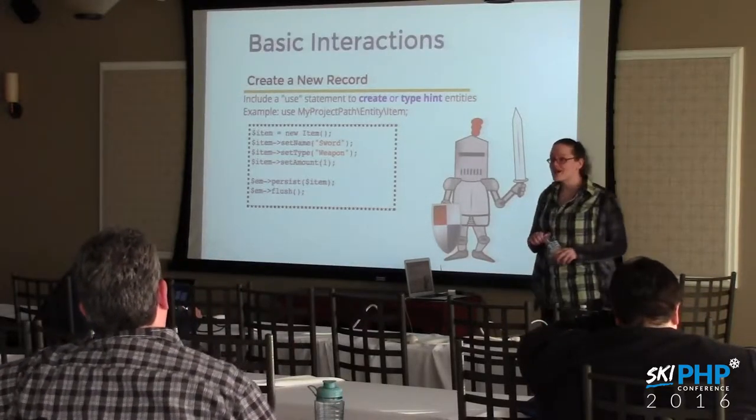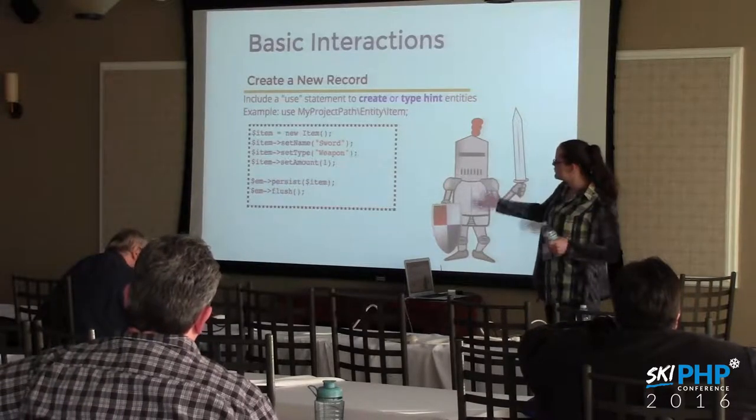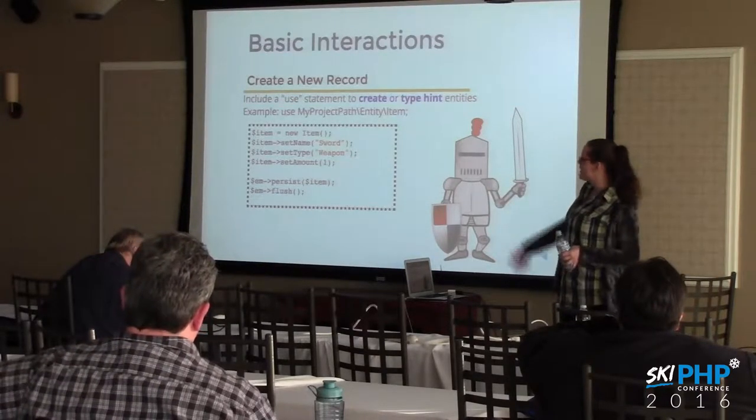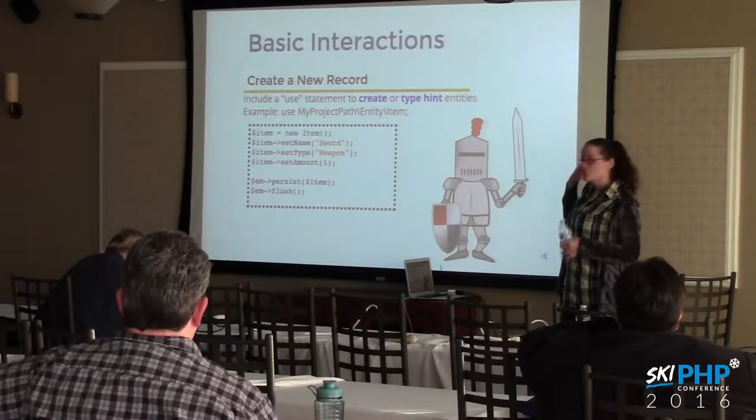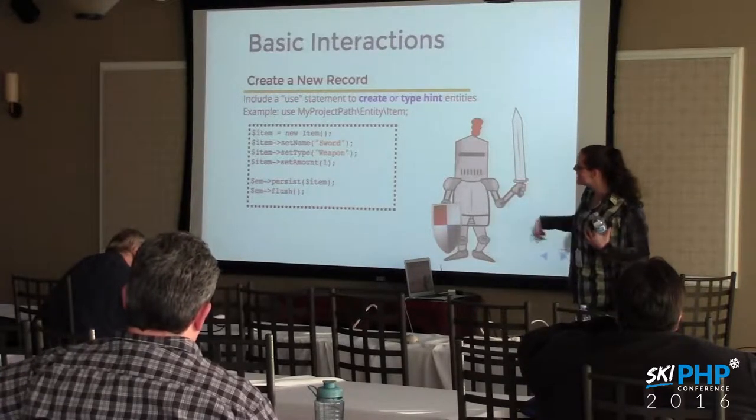Okay, so setting up a new version of an entity. It's just an object. So you call new item, and then we remember we set up our getters and setters. We're just going to use that here. We're going to set name, set type, set amount.